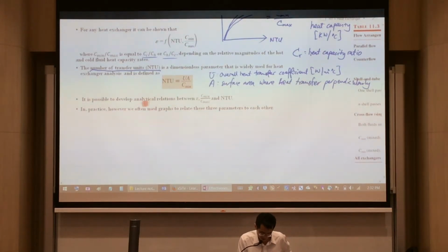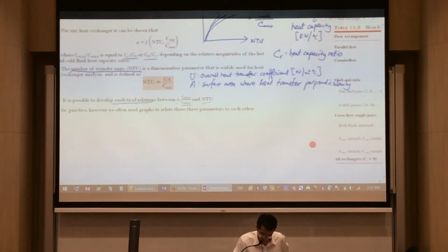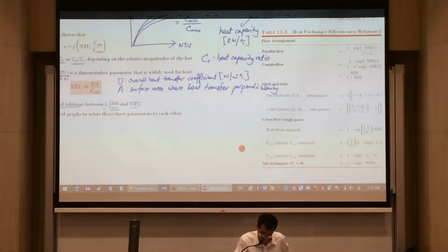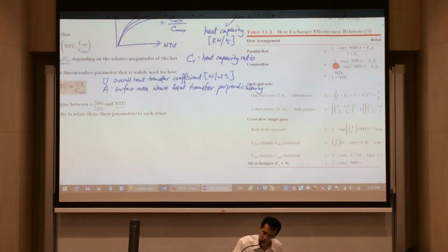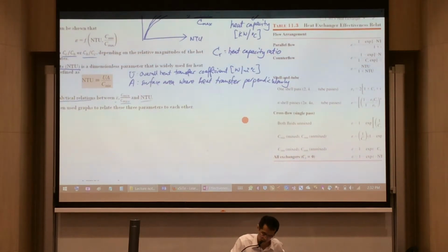So over here it says that it's possible to develop the analytical relationships between your epsilon, your C min divided by C max, and NTU, and that's why I inserted this table over here. This is your analytical equation. What does it mean by analytical equation? It means that you could find out exactly what is the value of effectiveness if you are given NTU and CR. That's what analytical means: you can find things very accurately.